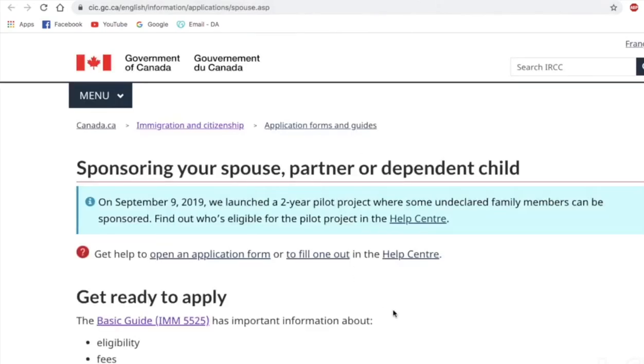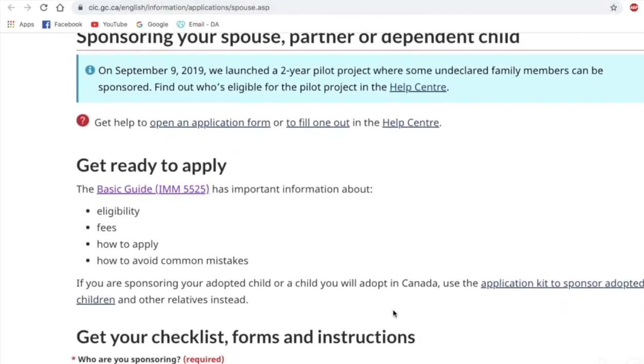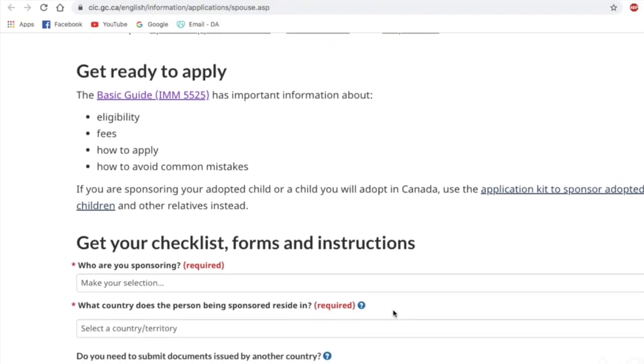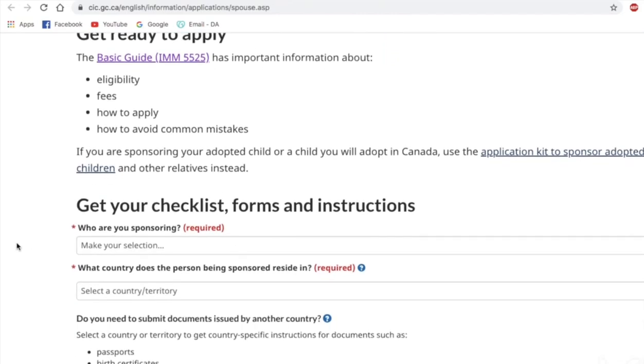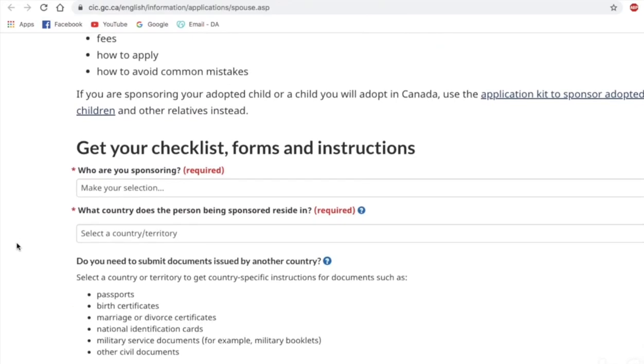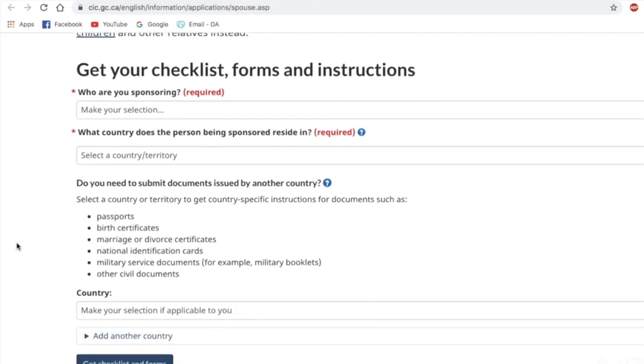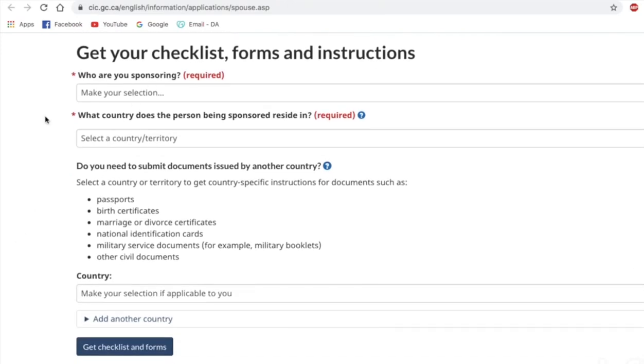Here they have given some more details. It gives references to the basic guide and then it comes down to your checklist, forms and instructions. So basically you can download a complete application package through this web page. How can you download that? For that you have to answer a couple of questions and you'll be done.